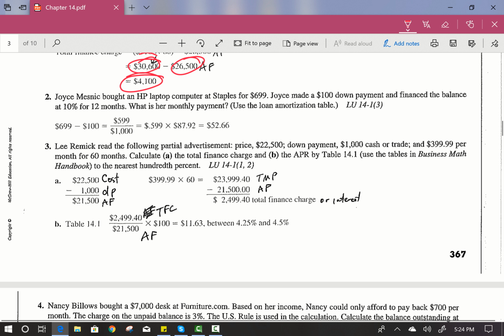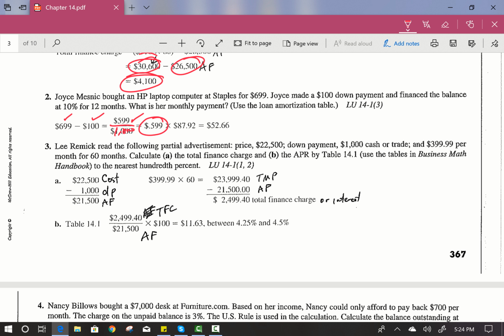Okay, number 2. Joyce Mesnick bought an HP laptop computer at Staples for $699. Joyce made a $100 down payment, so we're going to subtract that out, and finance the balance at 10% for 12 months. What is her monthly payment? We're going to use the loan amortization table for this, for Chapter 14. So the cost of the computer is $699 minus $100 gives us $599, and we're going to divide that by 1,000, which is based upon our table, and that will give you 0.599.